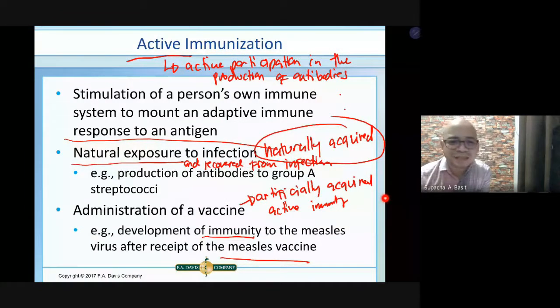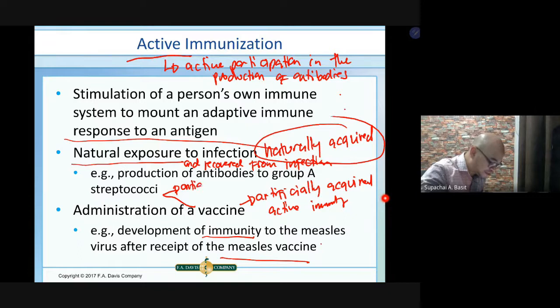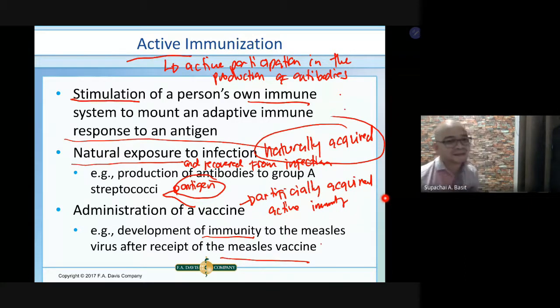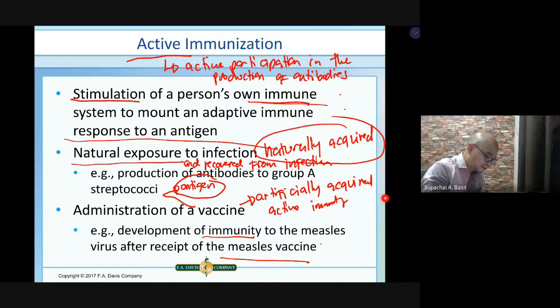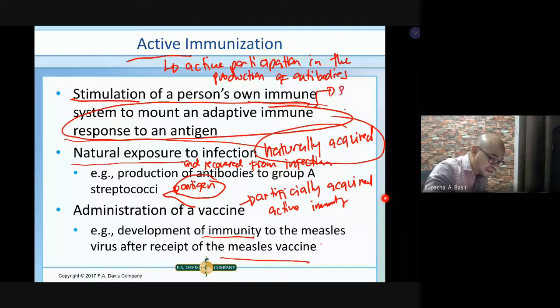Why do you think it is active? Because when you administer a vaccine, you are administering antigen, and this will stimulate your immune system to produce antibodies. That is the adaptive immune response to an antigen: the production of antibodies.